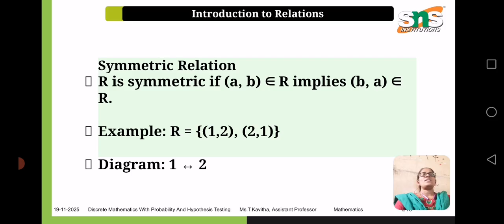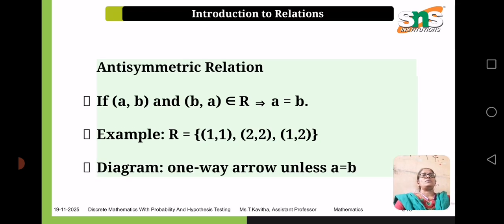Next relation is a symmetric relation. R is symmetric if (a, b) belongs to R implies (b, a) belongs to R. That means if a element relates to b, then b also relates to a. Both pairs belong to the set, so that relation is symmetric. Example: R equal to {(1, 2), (2, 1)}. The diagram is 1 if and only if 2.